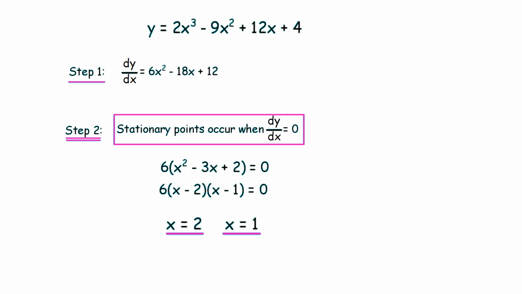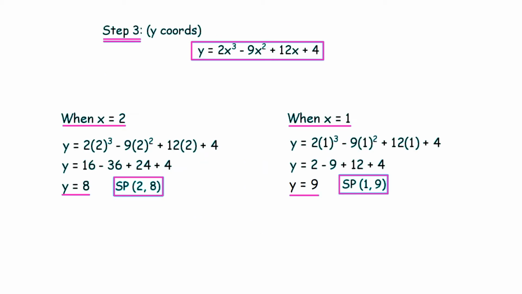These are what we're going to use to get our y coordinates to finish off the coordinates of the stationary points. So for step 3, to get the y coordinates, we take our original equation, y equals 2x cubed minus 9x squared plus 12x plus 4, and we take our two values from the previous step. We take x equals 2 and substitute it into the original equation. Anytime you see x, you're going to put 2 in.